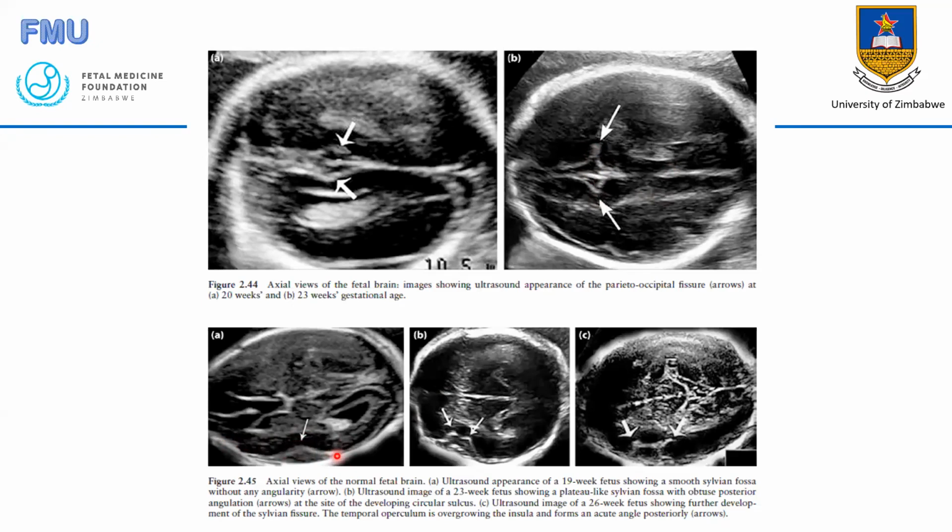So the loss of the angle and the poor formation of the Sylvian fissure is what will lead us to suspect Lissencephaly, where we lose the angle and we don't see the normal development of the sulcation and gyration.